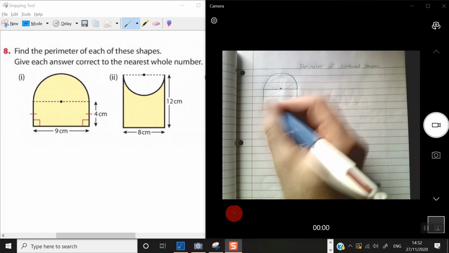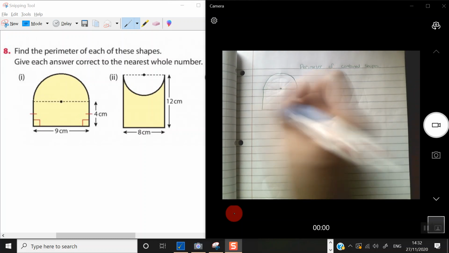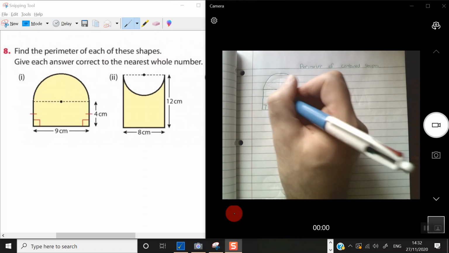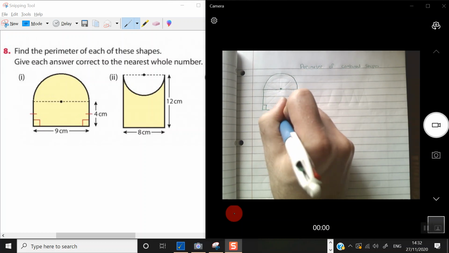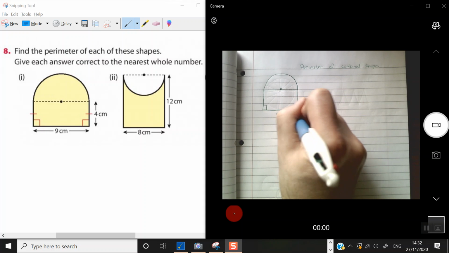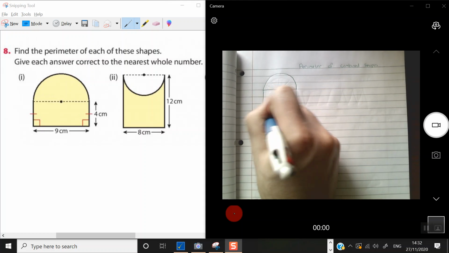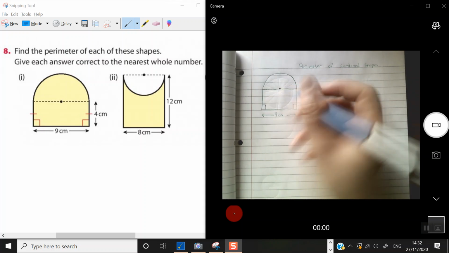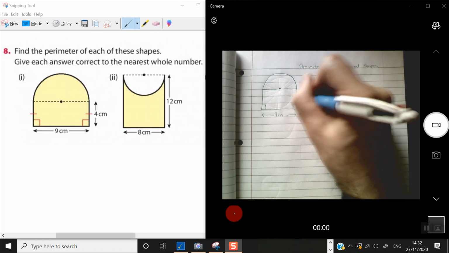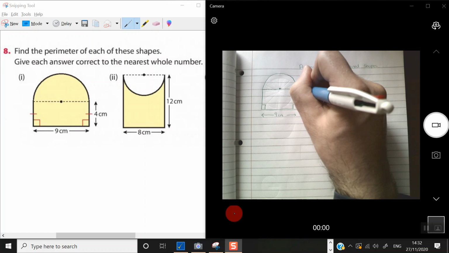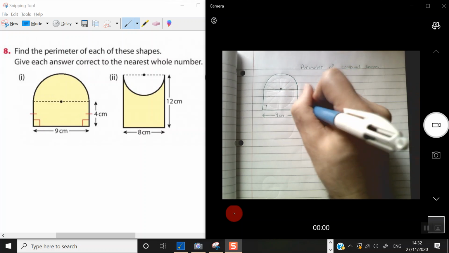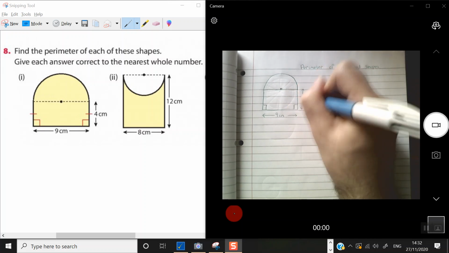Now, you can see here that these are right angles, and it gives us some dimensions. For example, along the bottom is 9 centimeters, that's from here to here. And then the width, or the breadth, of the rectangle is 4 centimeters.